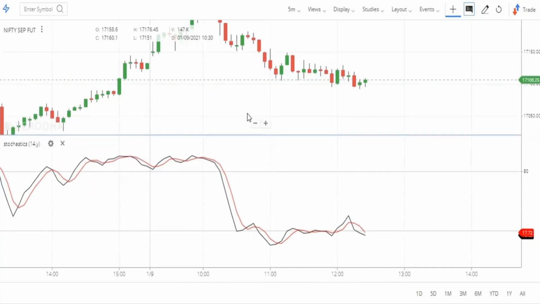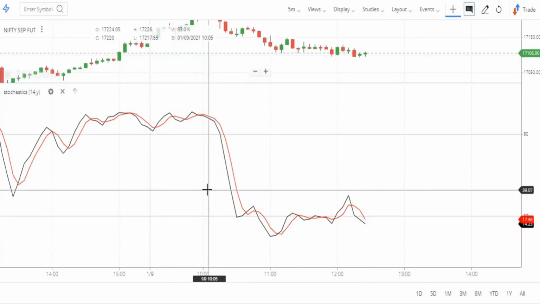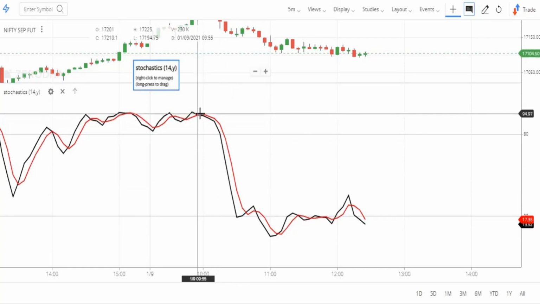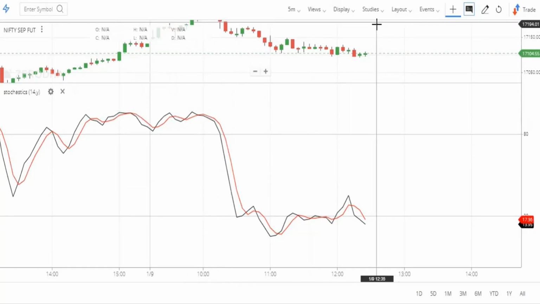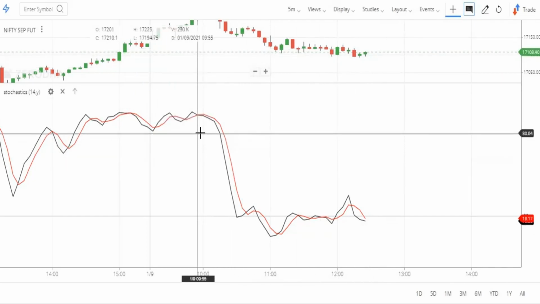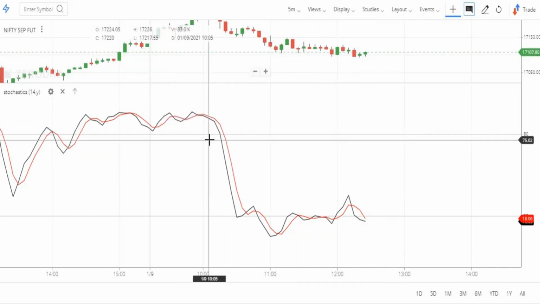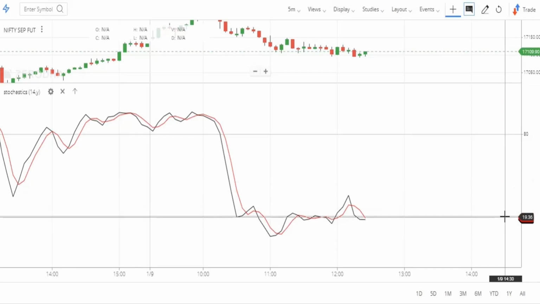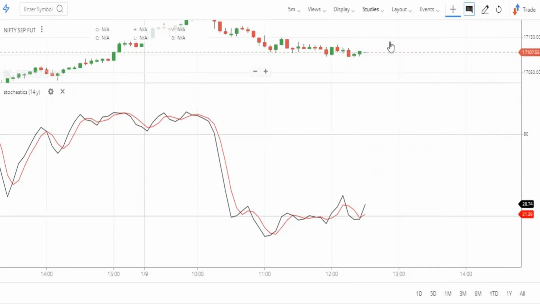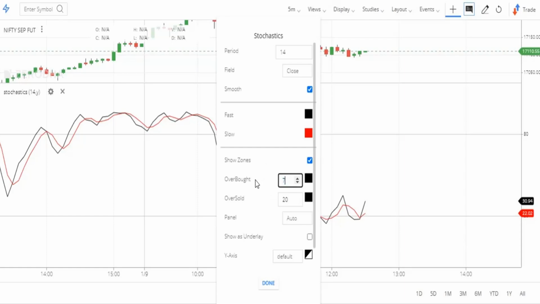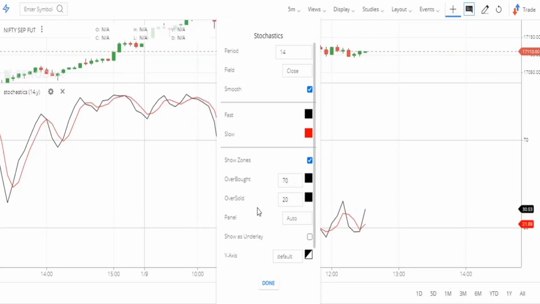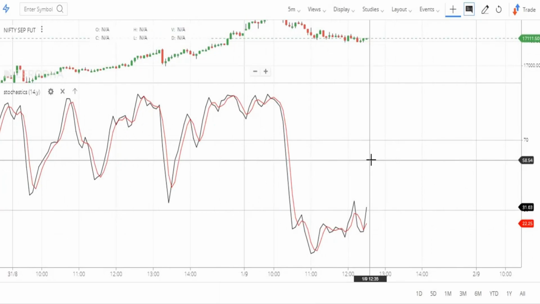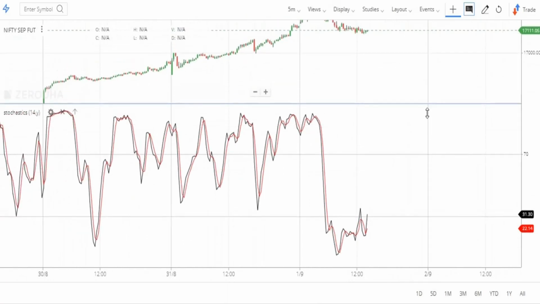It works on the concept of crossovers, similar crossovers: the black line and the red line. There are settings, and again, we are using the default settings. Whenever the black line comes below the red line, it gives a selling indication. The levels are the same 80 and 20. If you want, you can modify these levels to 70 and 30 like RSI. That is how I like to use those 70 and 30 levels. I like them a lot.